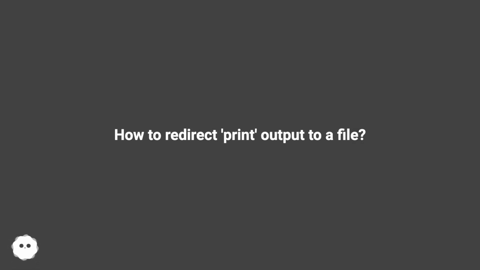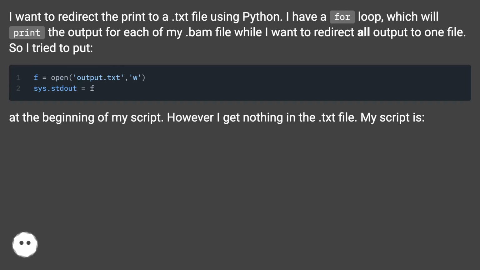How to redirect print output to a file? I want to redirect the print to a text file using Python. I have a for loop, which will print the output for each of my bound file while I want to redirect all output to one file.